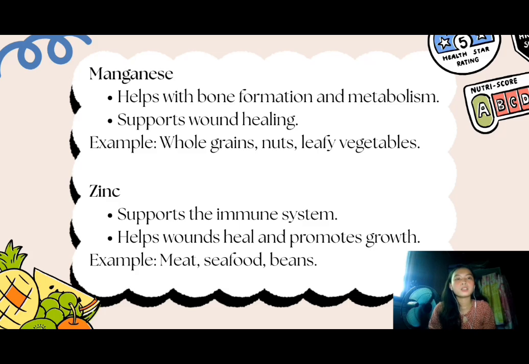Manganese helps with bone formation and metabolism. Supports wound healing. We can find manganese in whole grains, nuts, and leafy vegetables. Zinc supports the immune system, helps wounds heal, and promotes growth. Zinc can be found in meat, seafood, and beans.